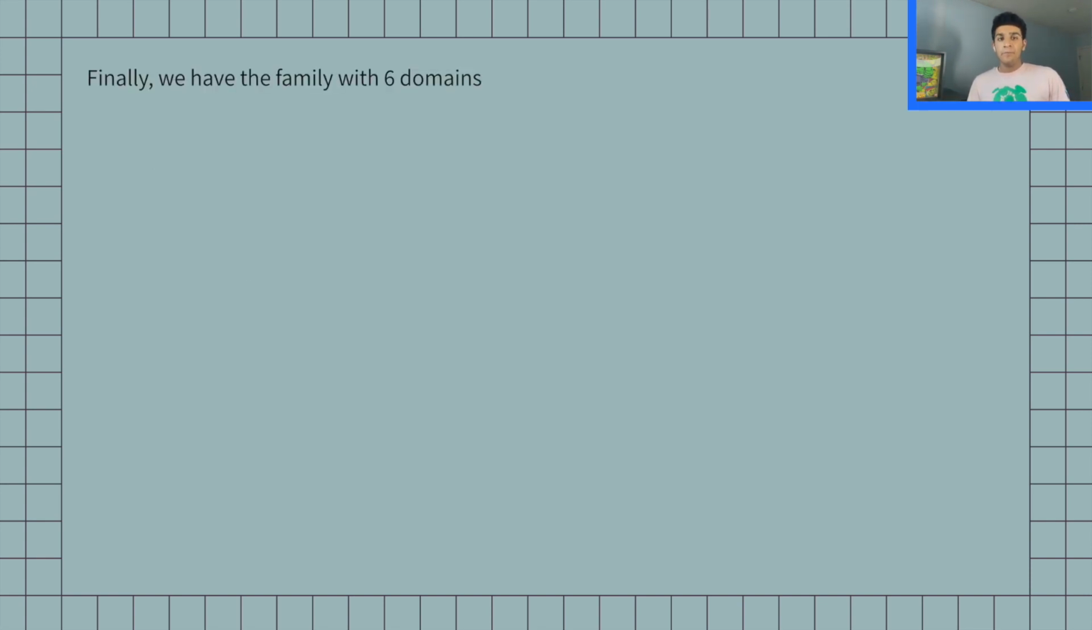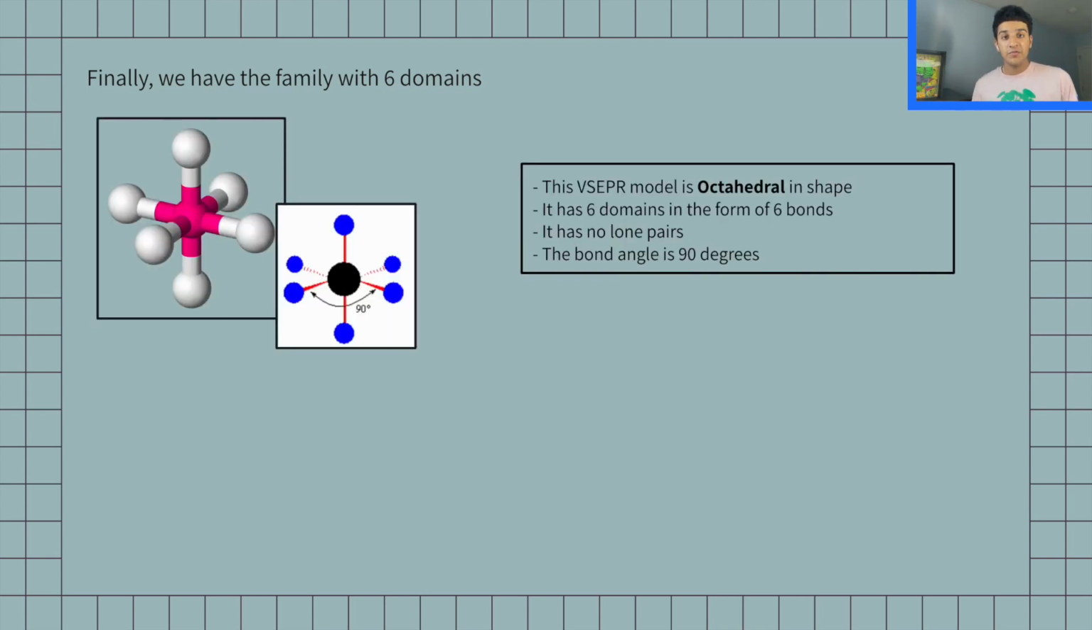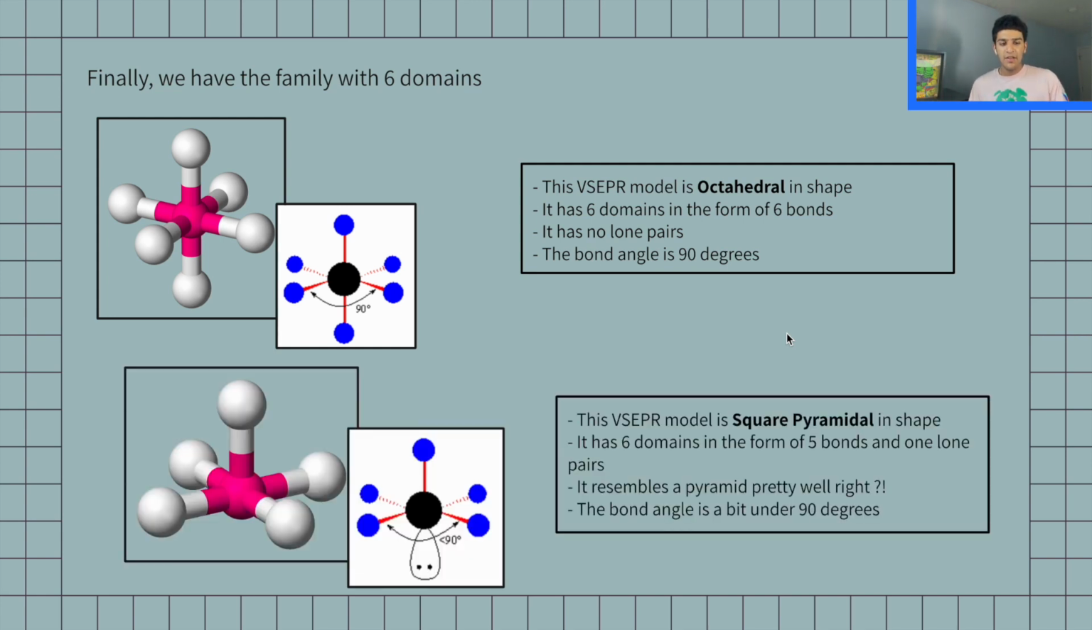Finally, we have VSEPR models that have 6 domains. First up, we've got the octahedral VSEPR model. Over here, all the 6 domains are in the form of bonds, and the bond angle is 90 degrees. Pretty simple, not too complicated. Next up, we have square pyramidal. This VSEPR model has, again, 6 domains in the form of 5 bonds and 1 lone pair. Just like the trigonal pyramidal structure we saw earlier, it also looks like a pyramid, right? The bond angle is a bit under 90 degrees, so as I said earlier, write something like 88 or 89 on the AP exam. Do not write less than 90 degrees. You will not get credit for that.